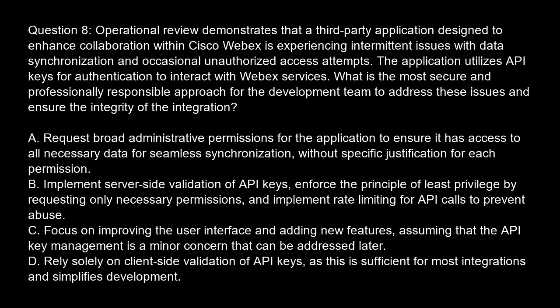Request broad administrative permissions for the application to ensure it has access to all necessary data for seamless synchronization, without specific justification for each permission. Option B. Implement server-side validation of API keys. Enforce the principle of least privilege by requesting only necessary permissions, and implement rate limiting for API calls to prevent abuse. Option C. Focus on improving the user interface and adding new features, assuming that the API key management is a minor concern that can be addressed later. Option D. Rely solely on client-side validation of API keys, as this is sufficient for most integrations and simplifies development.